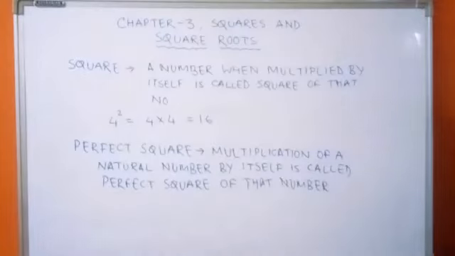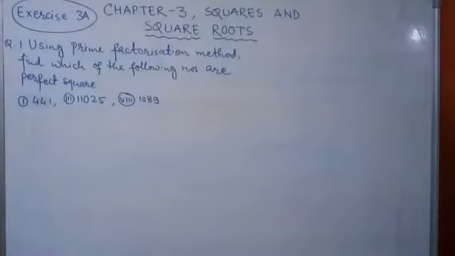See children, you all know about natural numbers. All counting numbers, starting from 1 to infinity, are called natural numbers. That means any number that we can take, when multiplied by itself, is called a perfect square of that number. Okay, next exercise number 3a, question number 1.